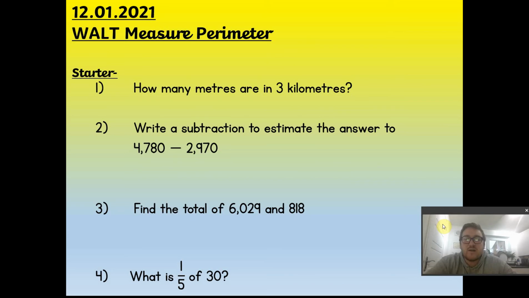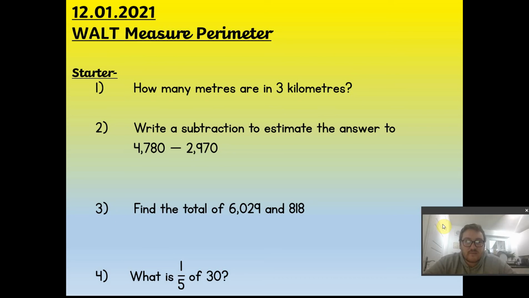Question 2, write a subtraction to estimate the answer to 4,780 minus 2,970. So if we're estimating, what do we need to use? Something about going up or down, perhaps. What can we do to those numbers to make it easier to get an estimation or a good guess?